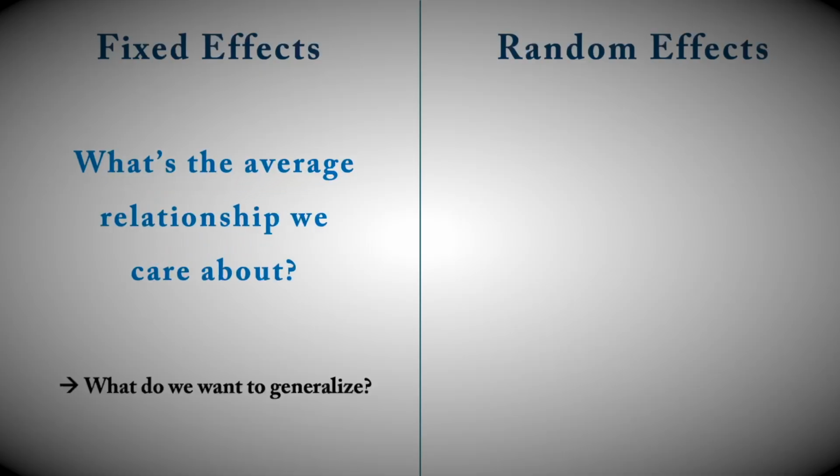What a linear mixed effect model does is it separates effects into two groups. We have the fixed effects that we use to answer the question, what is the average relationship that we care about?